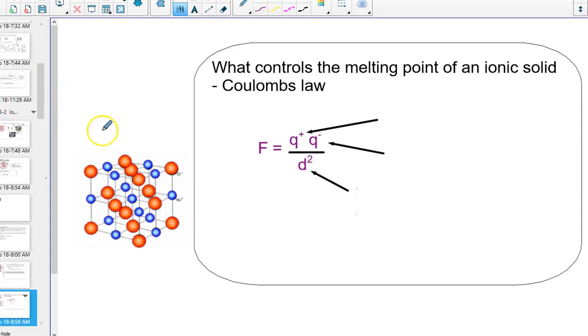Alright, so what controls the melting point of an ionic solid? Really important. So, charge times charge over distance squared. The first thing we look at here is the charges of these things. That's just generally the way we do this. So, the charge of the cation, charge of the anion. If the charges are the same, then we go to here, which we refer to as the internuclear distance.